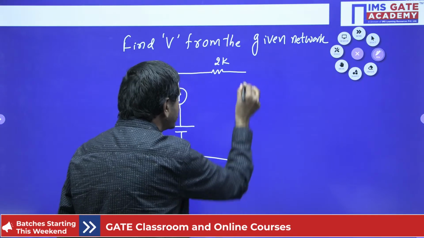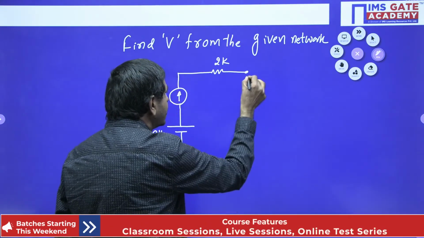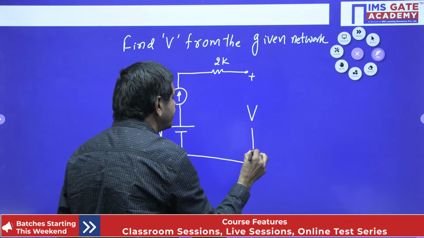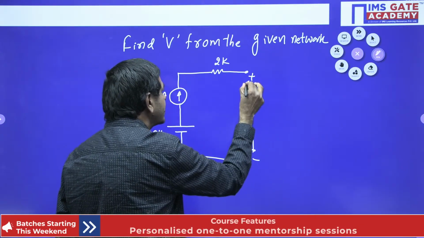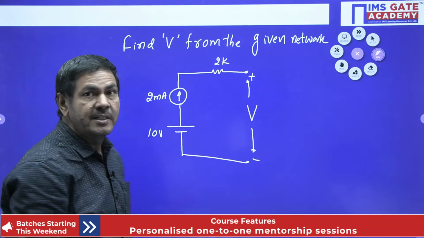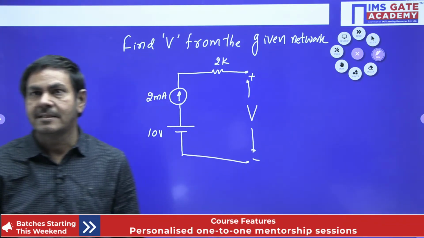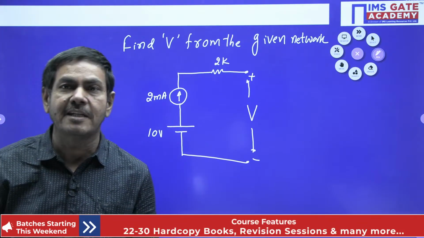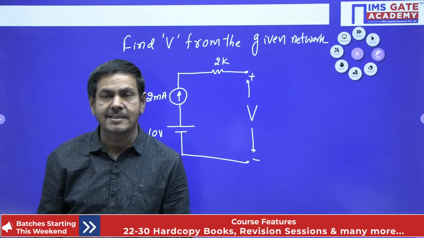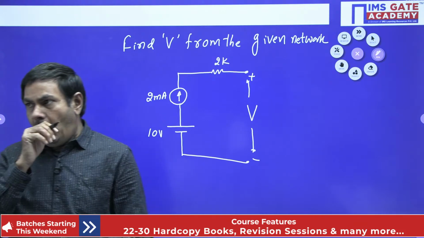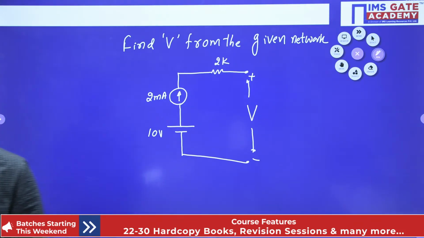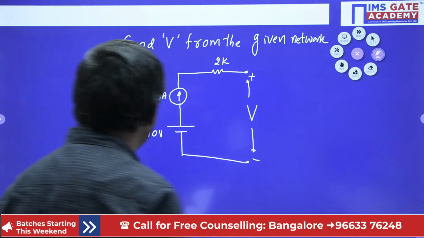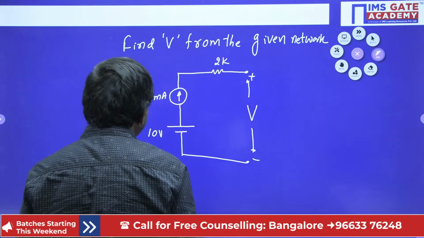I am asking the question here now. The voltage across these two terminals is equal to how much? Can any student give an answer for this question? This is my question. I will wait for some time. Can any student give an answer or not? What voltage can you get from the given circuit? Anybody?